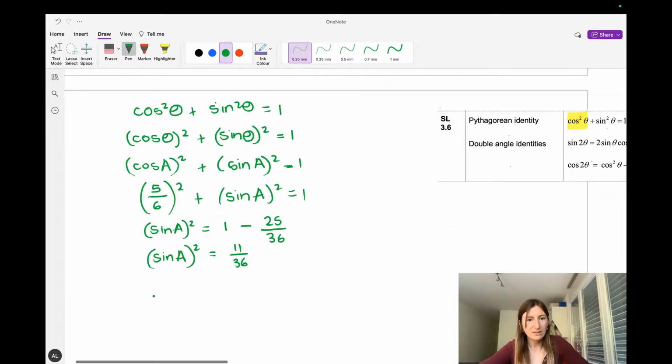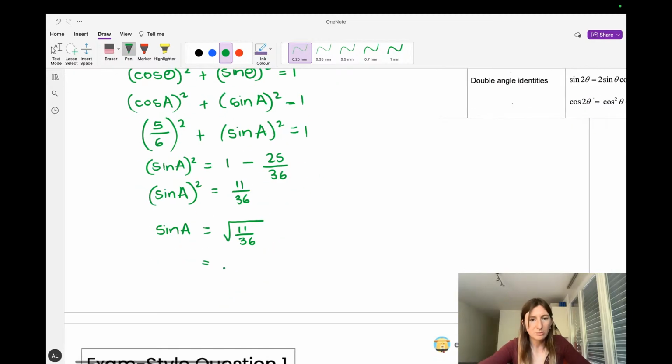And now, finally, to get sine A on its own, I've got to square root the other side. So square root 11 over 36. Can I simplify that? Root 11, I can't simplify. It's just root 11. But 36, I can. Root 36 is 6. Just a reminder that you can split a root like this and then solve and simplify them accordingly.